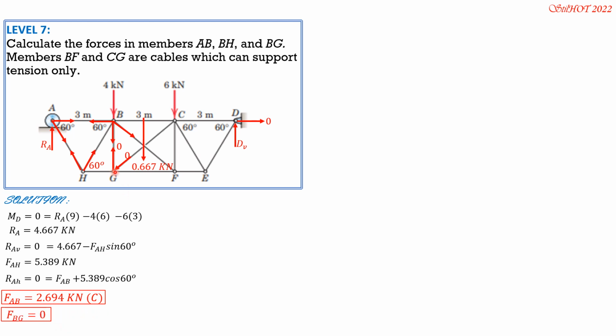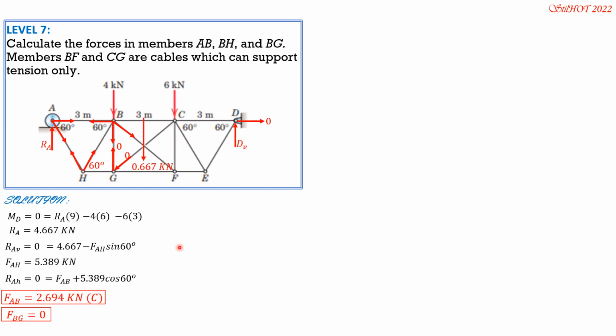If you look at joint G, there are three forces. HG and GF are collinear, and BG is the only member that is oblique from the lines of action of these two collinear members. So it falls in case two for identifying zero force members. Therefore, FBG is zero.